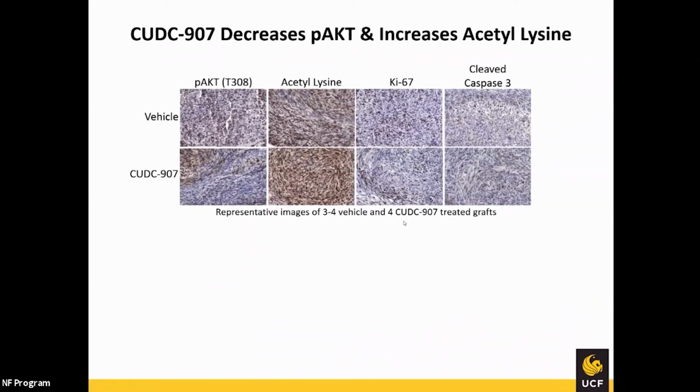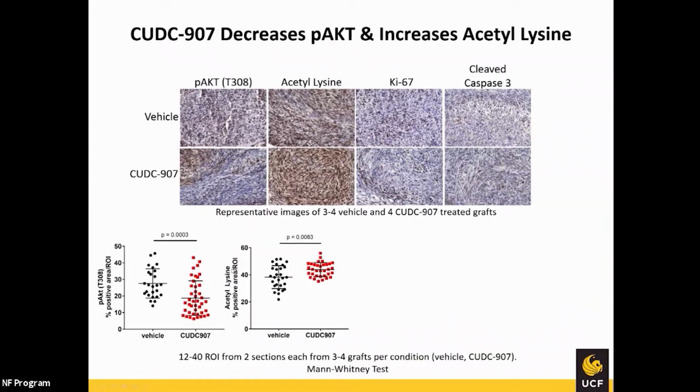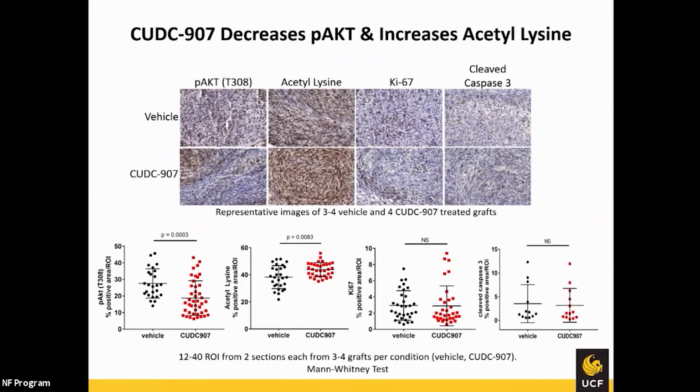Immunohistochemical analysis of the graft revealed a statistically significant decrease in phosphorylated AKT and higher acetyl levels in treated mice compared to vehicle controls. This demonstrates inhibition of both PI3 kinase and HDAC in vivo. There was, however, no significant decrease in Ki67 or cleaved caspase 3 levels. Testing of cleaved caspase 7 is in progress.